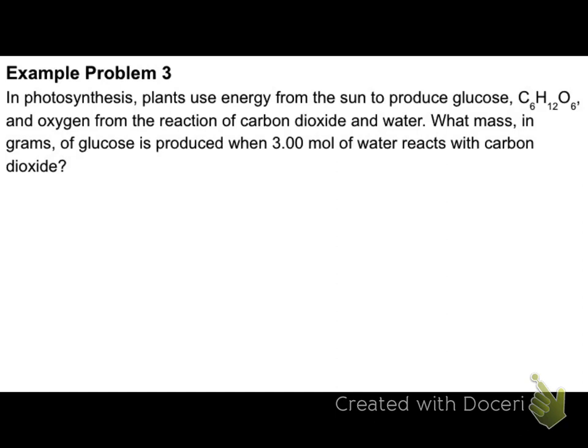In photosynthesis, plants use energy from the sun to produce glucose, which is C6H12O6, and oxygen, which we know is diatomic, from the reaction of carbon dioxide and water. So what they're saying here is you have reactants, carbon dioxide and water, products, glucose and oxygen. What mass in grams of glucose is produced when 3 moles of water reacts with carbon dioxide? So what do we immediately notice is different about this problem?